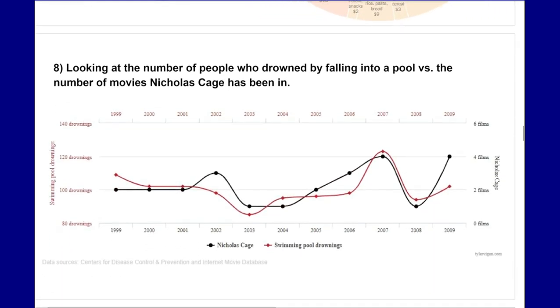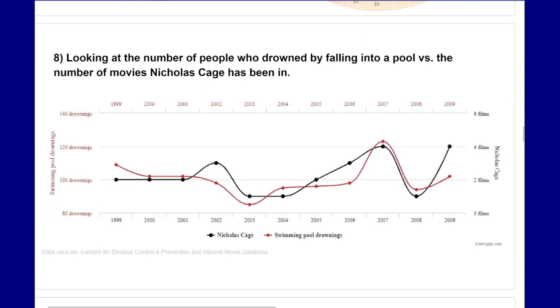And lastly, a little bit more of a fun one, looking at the number of people who drowned by falling into a pool versus the number of movies Nicolas Cage has been in. Obviously the drownings are not the funny part, but maybe think about what conclusions we can get from it.